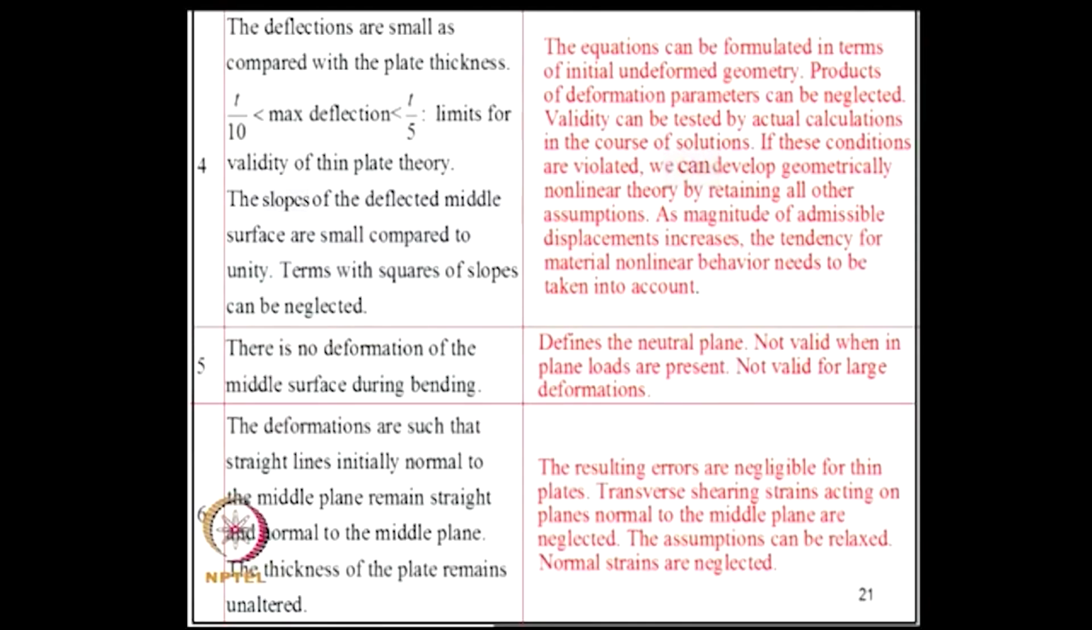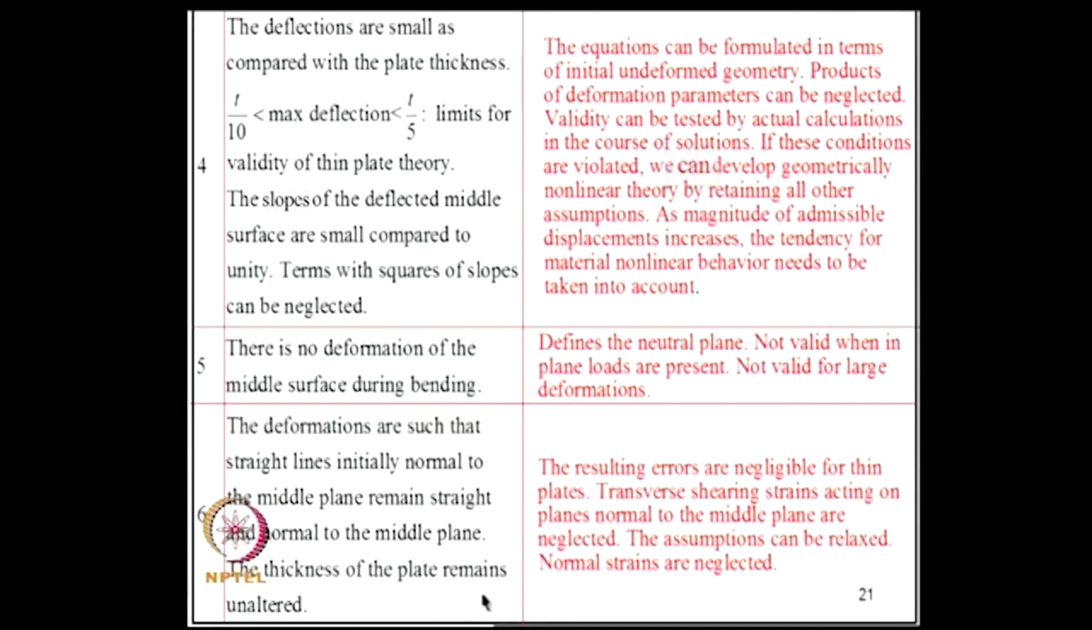If you relax some of these assumptions, there are other theories like Mindlin plate theory, which allows for thick plates and a contribution of shear deformations to transverse deflections. There are further higher order plate theories available in the existing literature. So, the point is that this assumption can be relaxed and we can develop alternative theories.